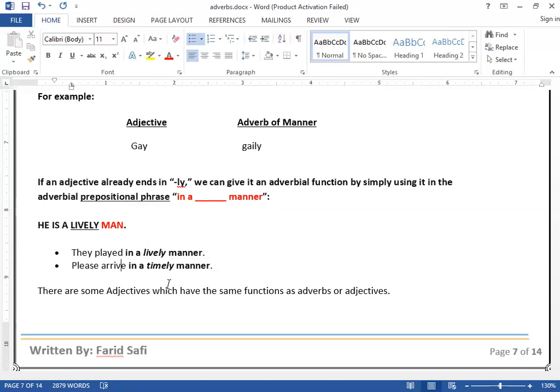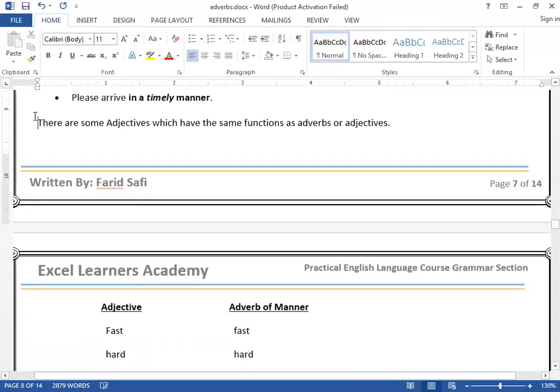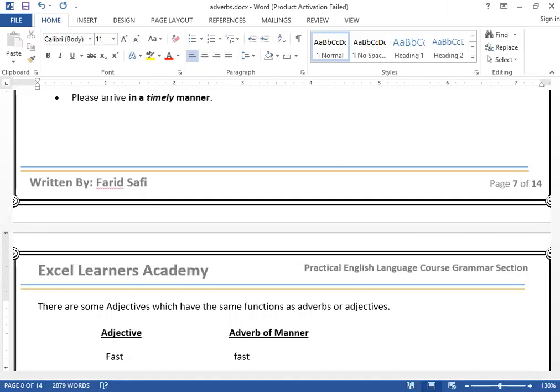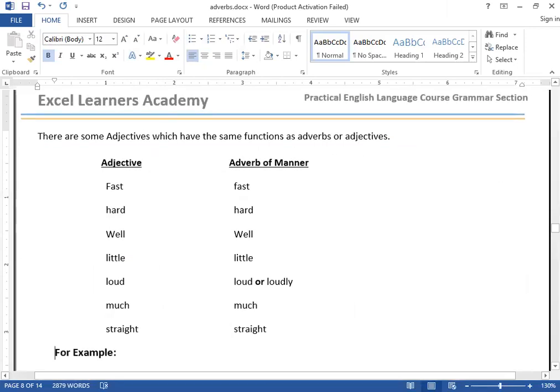Now look at the table. There are some adjectives that function both as adjective and adverb. When they function as an adverb of manner, they remain the same. Look, if we change them, they don't take Ly. The form will be the same. Like can you see here? Adjective fast, adverb of manner fast. You cannot say fastly. It's incorrect.